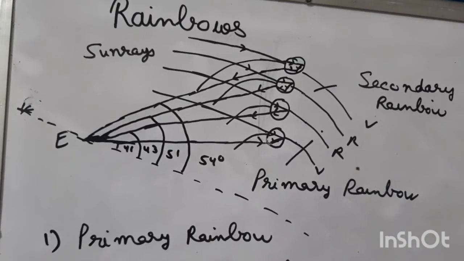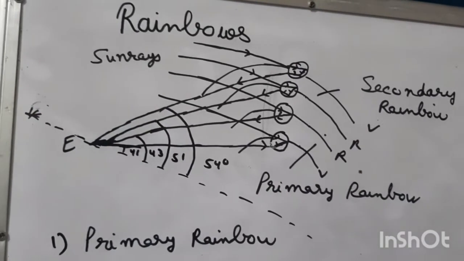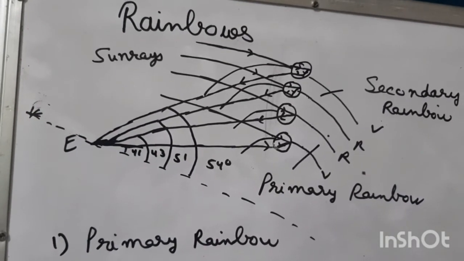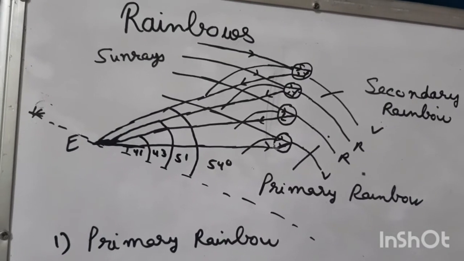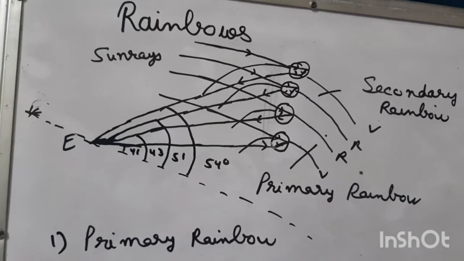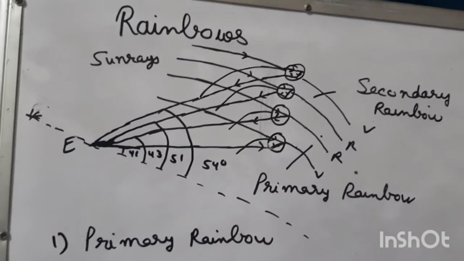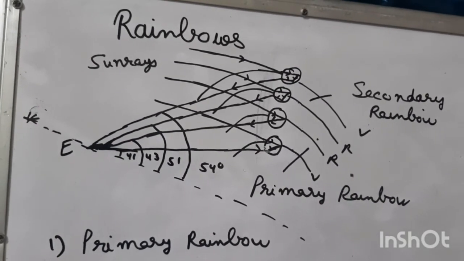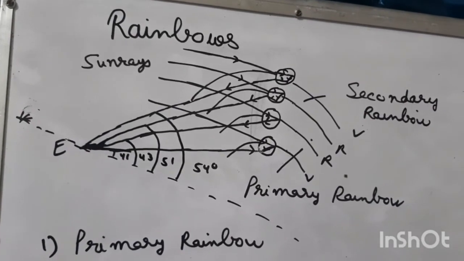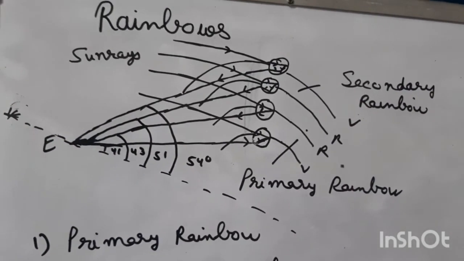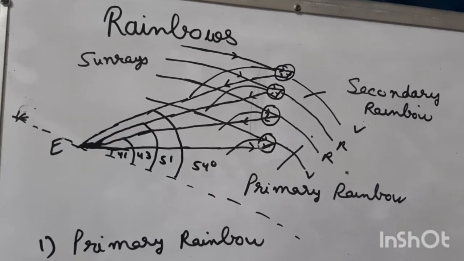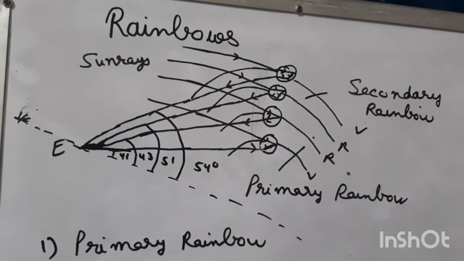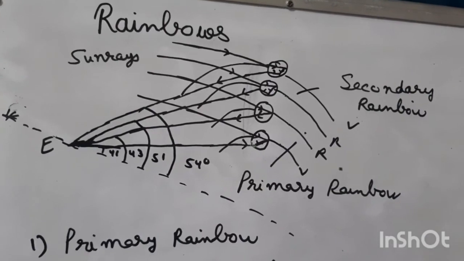That is, we will not be able to see the rainbow from all sides. It depends, whatever observation we are making, upon the angle which the coming rays make with our eye. Okay, only if you are standing at a particular position, then only you will observe both rainbows, that is the primary rainbow and the secondary rainbow.